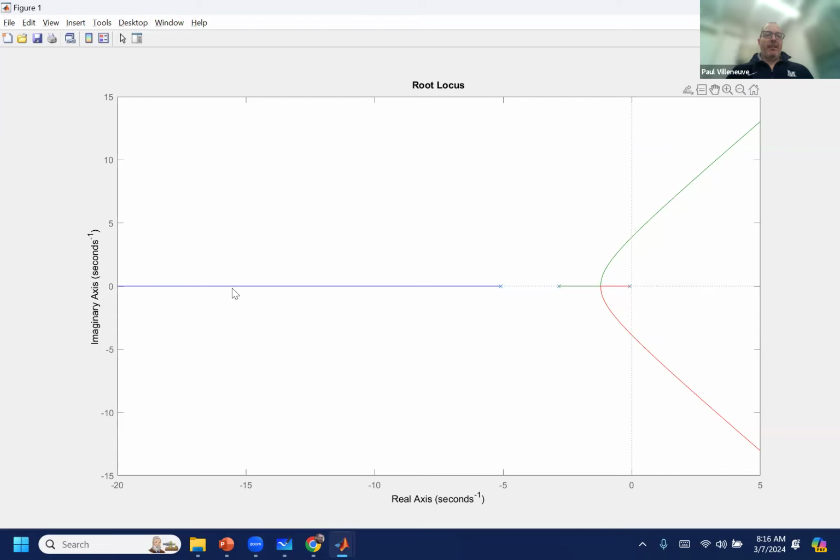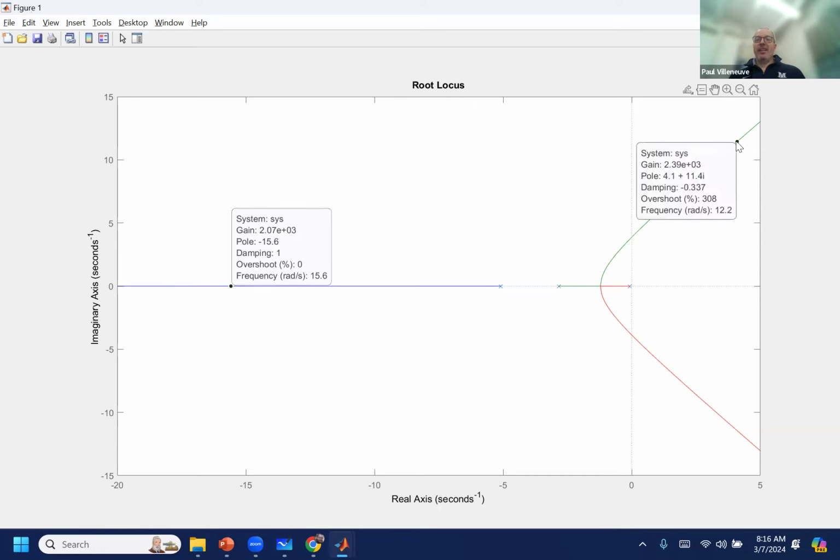Let's pick a point over here. That gain is 2,000. So is that okay? Why not? Why is the gain too big? You can have a gain of 2,000. It's outside of our range. It's the other side. Yeah, because this one is a stable system, right? But don't forget, I might have 2,000 that ends up over here. See?